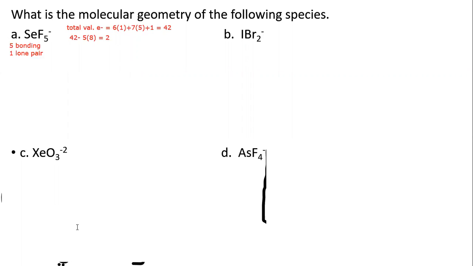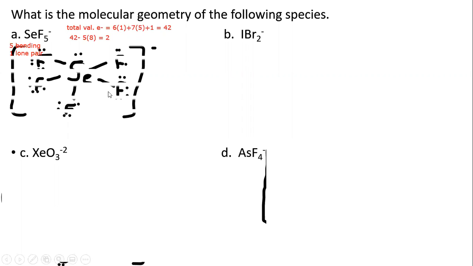Now, if we were to draw the Lewis structure, it would look like this. So we have 5 bonding pairs, 1 lone pair. So this has a total of 6 electron pairs around the central atom. So that would be one of the subsets of octahedral electron geometry. And so in this case, it would be square pyramidal.